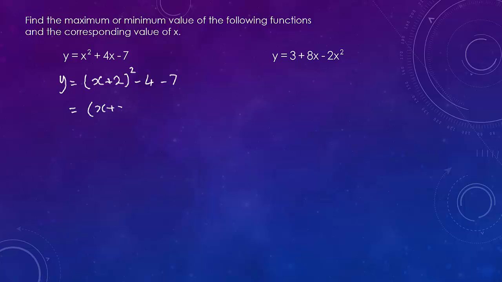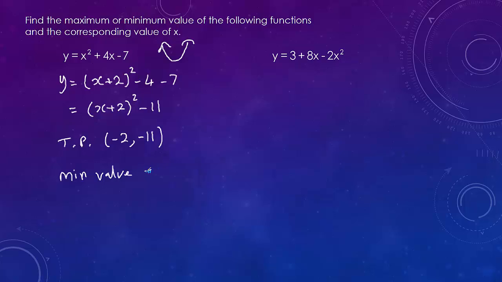So that's (x + 2) all squared, take away 11. And that tells us the vertex, or turning point, is at (-2, -11). And we know that this particular graph is a happy one because the coefficient of x squared is 1. So it's going to be a minimum. So we're going to have a minimum value of -11, and that's going to happen when x is equal to -2.